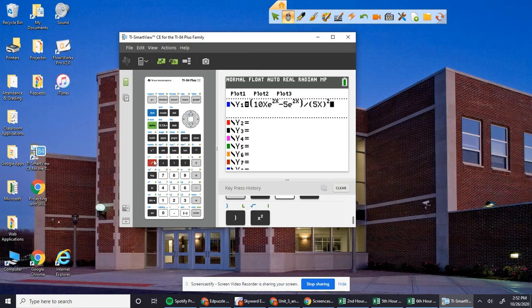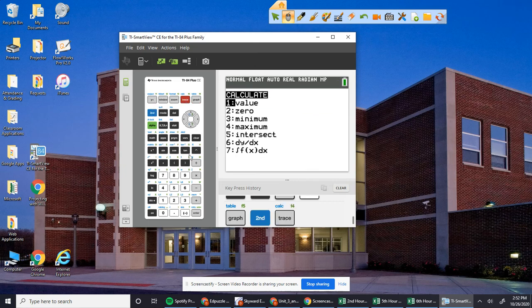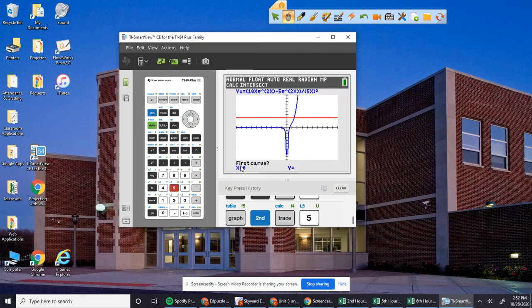All right, and so now what do we want to know? We want to know when this thing equals 3. So then we have to graph 3 as well. And then we hit graph, and then we want to see where these things intersect. All right, and so you can see that they intersect there between 1 and 2. And so then you would use second trace intersect, so number 5. All right, and then it says first curve.